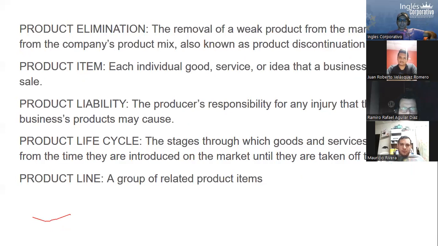Let's move on. Who wants to read product elimination? Product elimination. The removal of a weak product from the market and from the company's product mix, also known as product discontinuation. Very good. So product elimination, the removal of a weak product from the market and from the company's product mix, also known as product discontinuation.